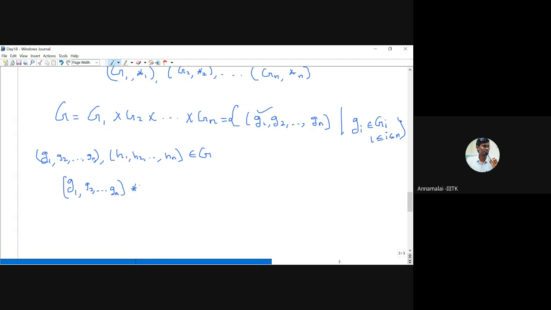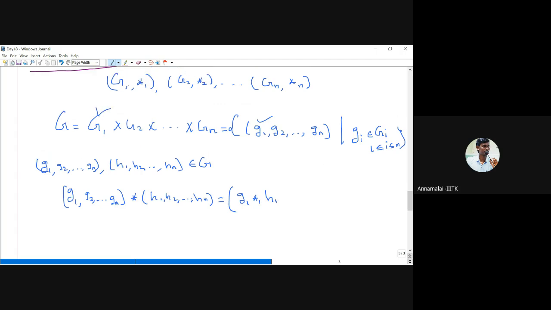So (g1, g2, etc., gn) star (h1, h2, etc., hn) is equal to (g1 star 1 h1, g2 star 2 h2, etc., gn star n hn). Because g1 and h1 are elements of the first group, and in the first group the operation is star 1, the first coordinate is g1 star 1 h1. The second is g2 star 2 h2, because the operation in the second group is star 2, and so on. The last is gn star n hn. This is the operation. Now, with respect to this operation, G forms a group. This group is called a direct product of groups.